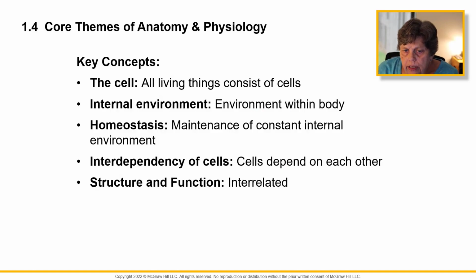So when we look at A&P, we're talking about the cell. We're talking about that internal environment of the body and trying to maintain that environment. That's called homeostasis. We want a fairly consistent internal environment. That doesn't mean everything stays exactly the same, because a lot of these things will go up and down during the day, like your sugar levels. They change. But we want to maintain these components within a certain range.